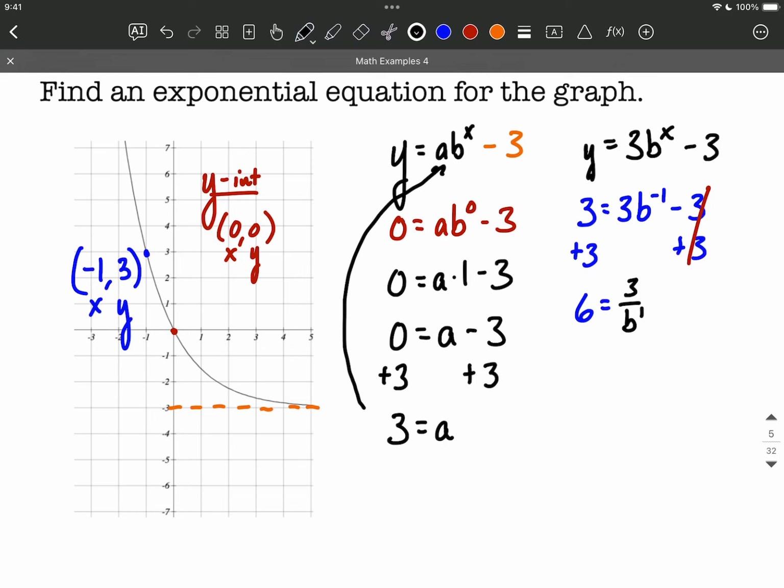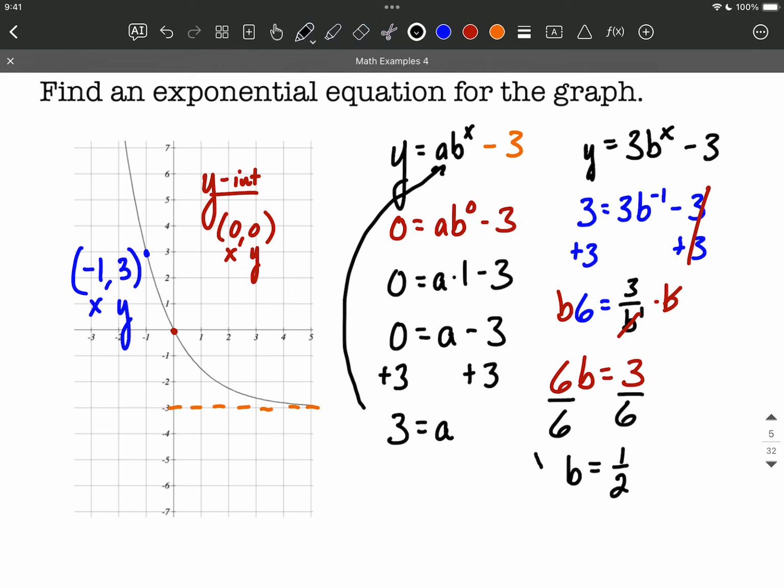To solve for b, we can't solve for it while it's in the denominator. So I'm going to multiply both sides by b, so that multiplying and dividing by b cancel each other out. We'll be left with 6 times b on the left-hand side, while we only have 3 left on the right-hand side. To get b all by itself, we'll divide both sides by 6, and get b equals 3 over 6, which reduces to 1/2.